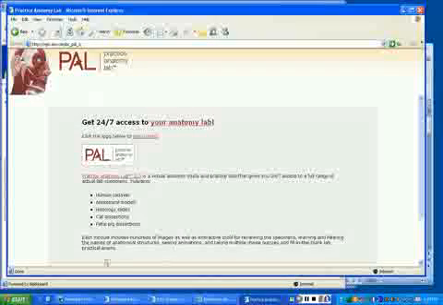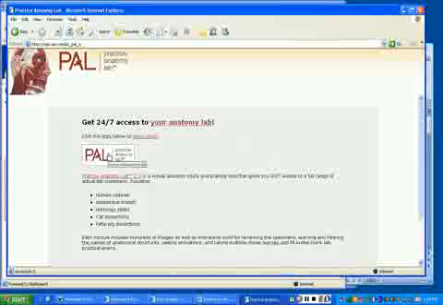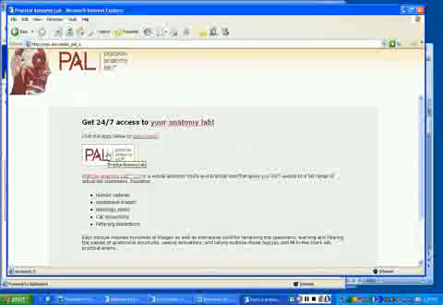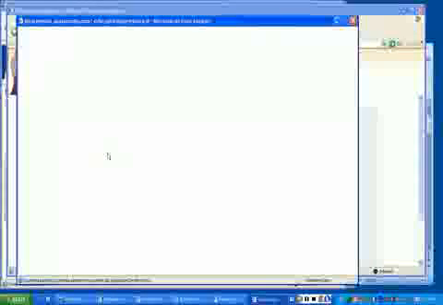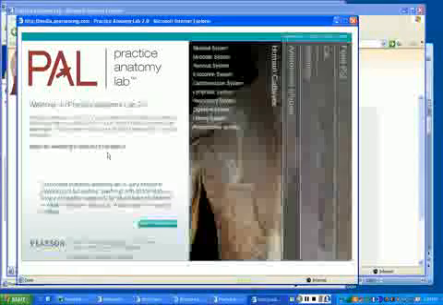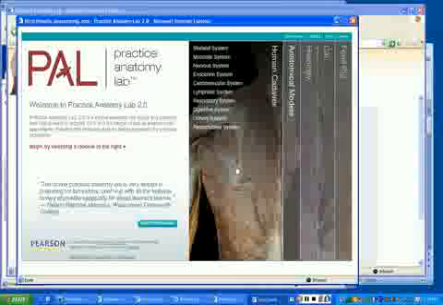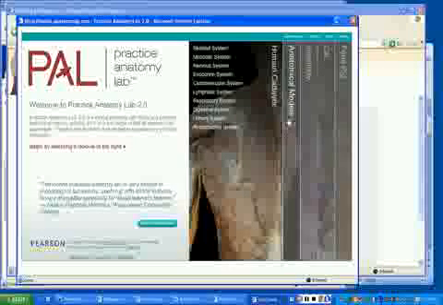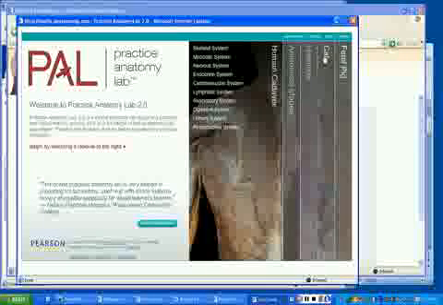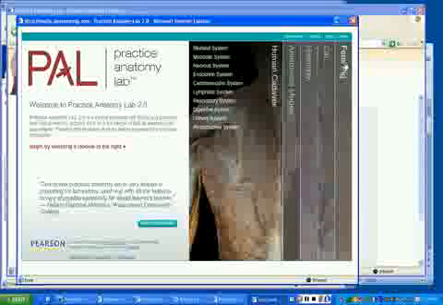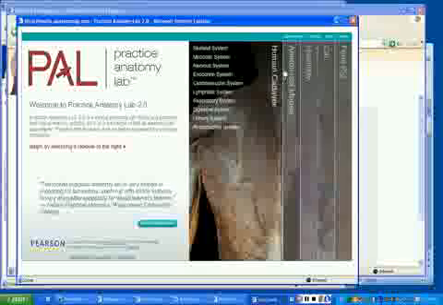You get a screen like this. You just click on the icon right in the middle of the page. And then it opens up this really cool program. They have taken images of real dissections of humans, of models, and of slides. Cat and fetal pig, which aren't really relevant to us, but they could be if you wanted it to be.